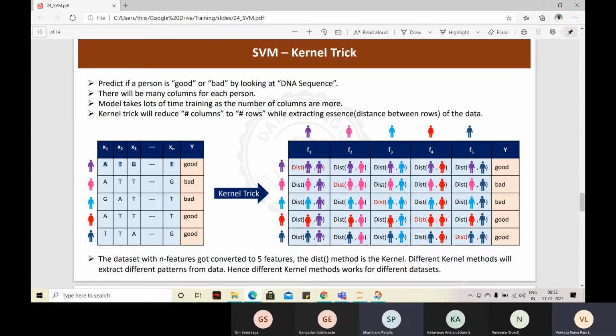Now I got it. I was thinking a different way, 1 million rows. No, only 5 people. I have taken only 5 people. For each person, I have taken the DNA and then calculated the distances, trying to capture the intelligence into the input space itself. Before even building the model, the input space itself has got some intelligence. Now I build a model. So this is the basis for the kernel trick. Any questions here?